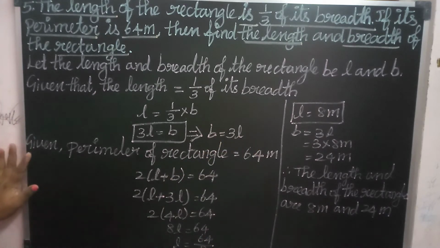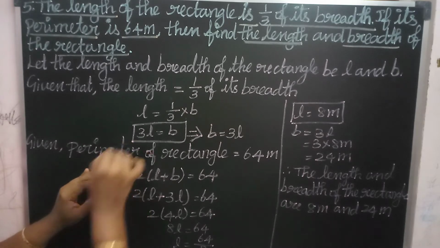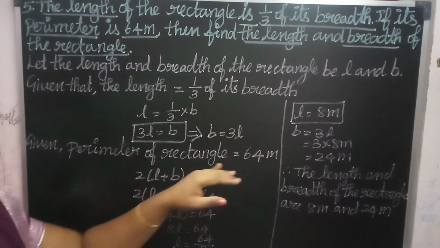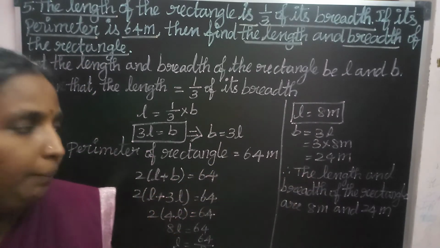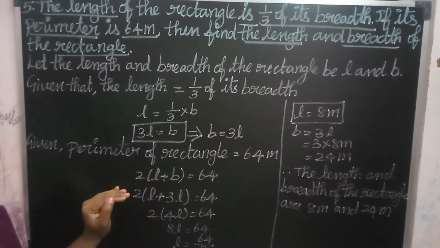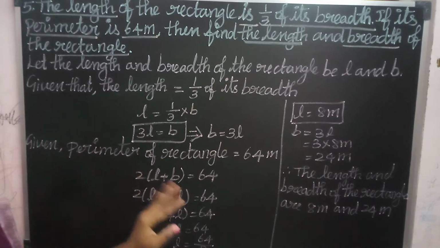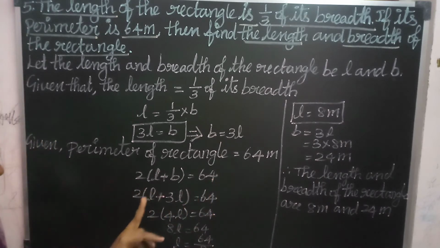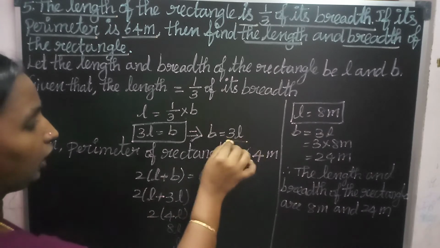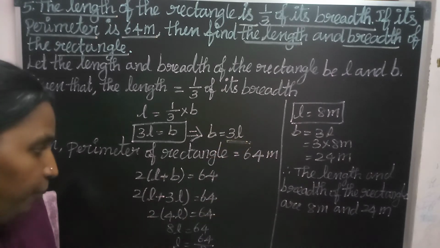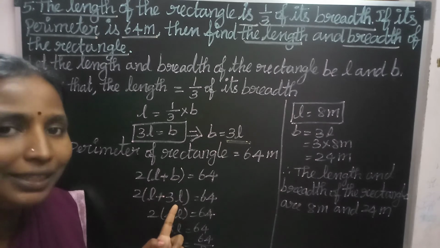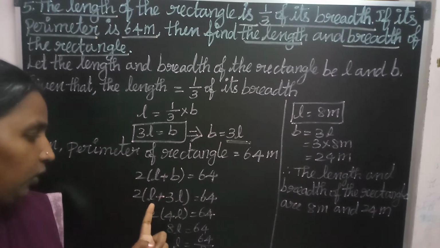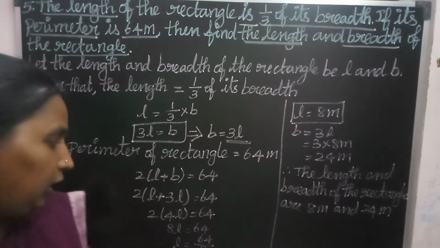Next, given perimeter of the rectangle. What is the given perimeter of the rectangle? 64 meter. So write the formula for perimeter of rectangle: 2 into (L plus B) equal to 64. So 2 into L, as it is length. The breadth we found as 3L. So instead of B, we can substitute 3L. Okay, so 2 into (L plus 3L) equal to 64.